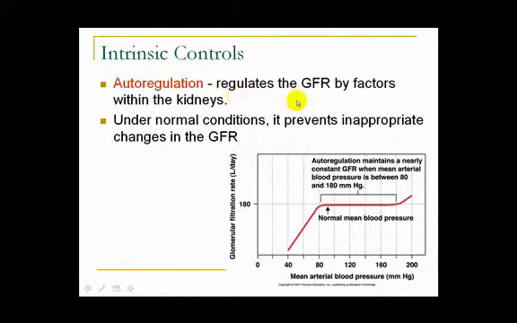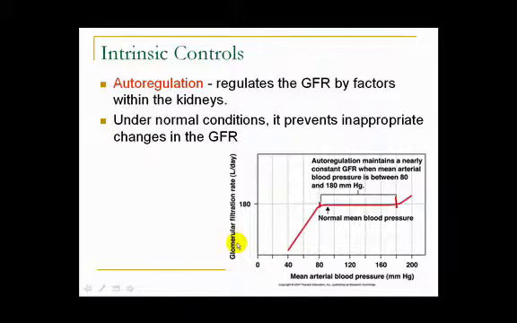So autoregulation means that factors within the kidney are regulating their glomerular filtration rate. Under normal conditions, autoregulation prevails. These local controls will prevail over sympathetic and hormones. So if you look at this picture, if your systolic blood pressure is anywhere between 80 and 180, your autoregulation in the kidneys is going to keep the glomerular filtration rate regular.